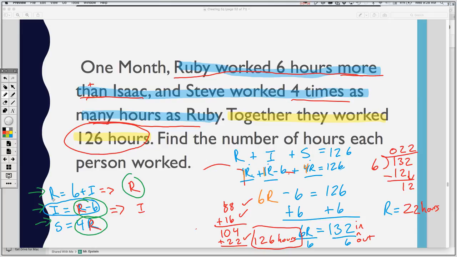When I plugged it in the first time, I did 6 plus I plus R minus 6, and then I combined like terms, but I still had the I. If you just did the 6 plus I, R minus 6, plus the 4R, then things would have canceled where they shouldn't have. Like the 6 and the negative 6, that whole information from that first sentence would have been lost. You would have just I plus R. It's really just the fact that you have two variables.